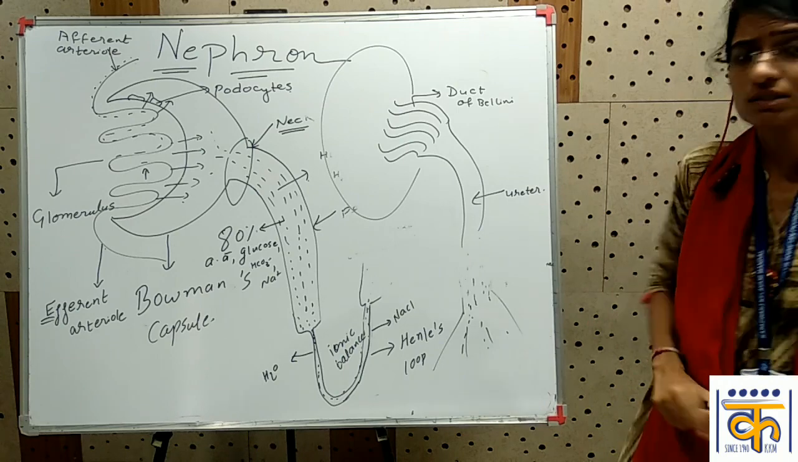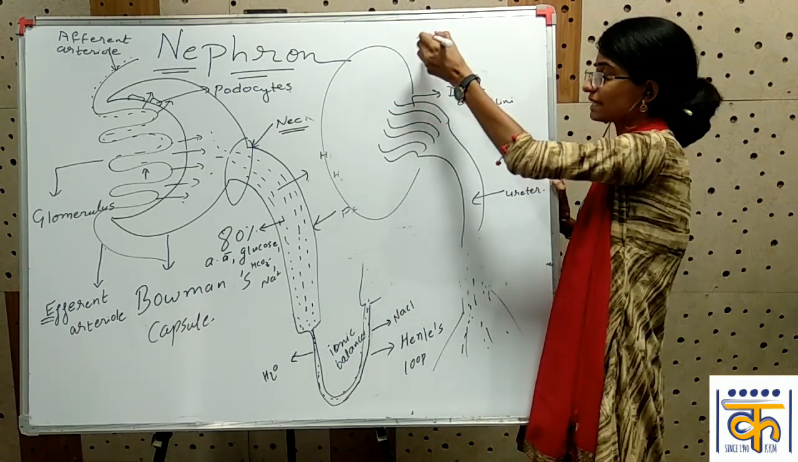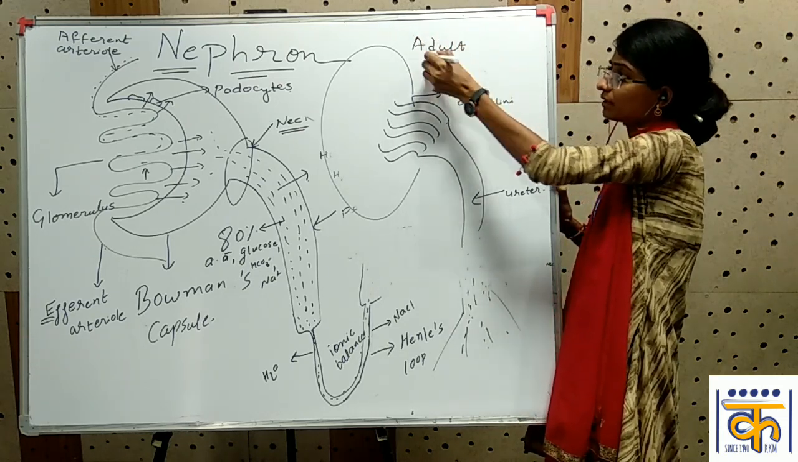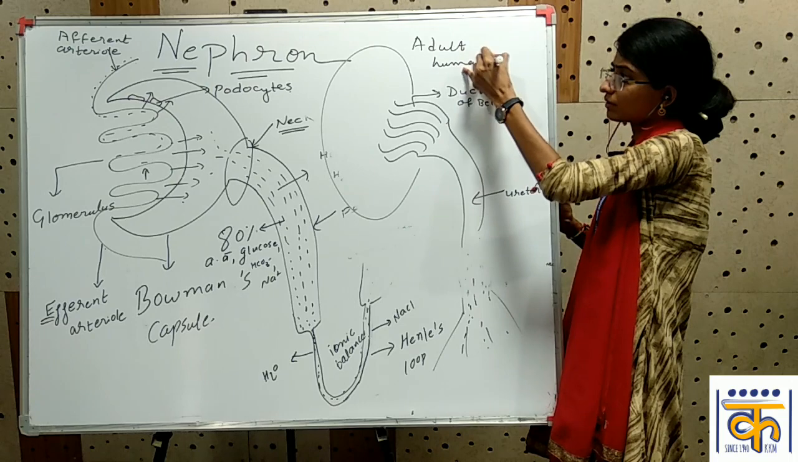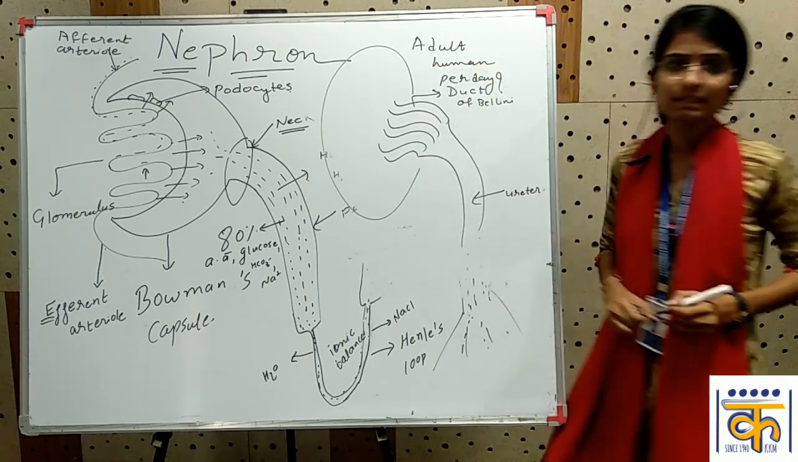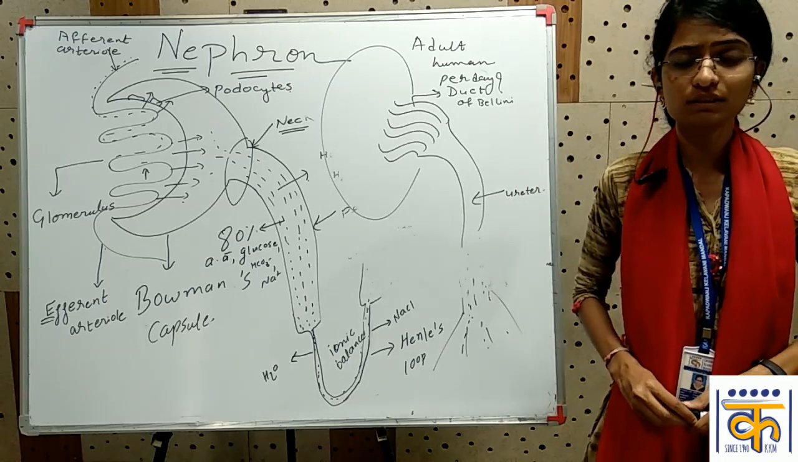Now the question is, how much urine is formed in a day, or how much urine is excreted by a normal adult human per day? I hope by the next session you will be getting the answer to these questions. We will be discussing the answer in the next session.